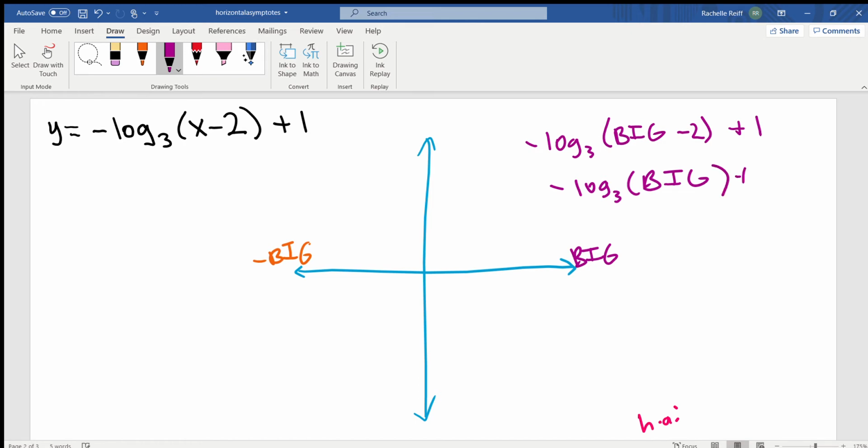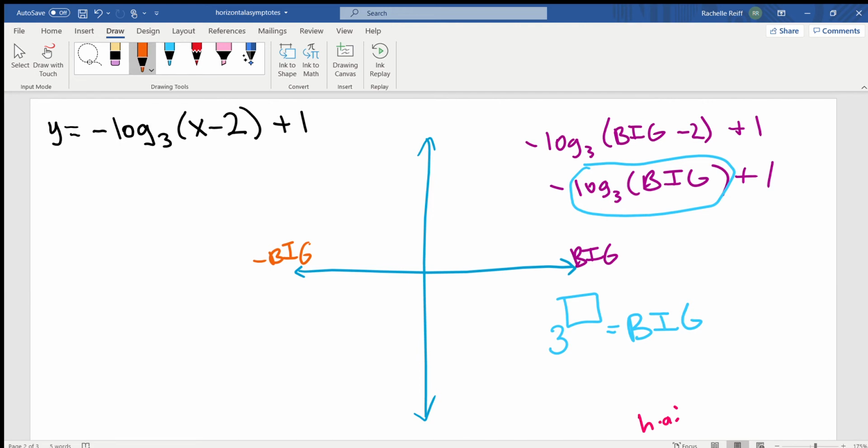Okay, so now this is where I know a lot of us get stuck because we're like, oh gosh, what the heck are logarithms? This just means: what is the exponent? Like, 3 to what exponent will give me a very big number? Well, 3 squared is not a big number. That's 9. It's not a super big number.